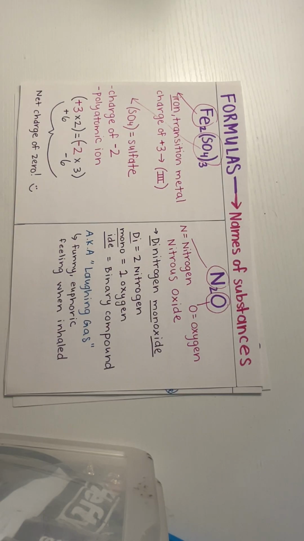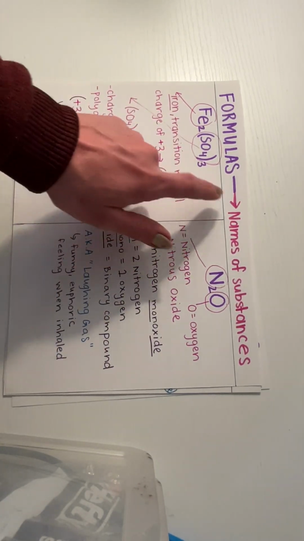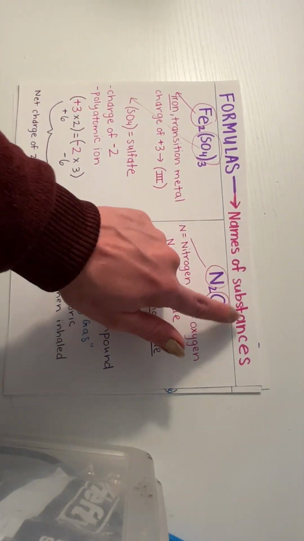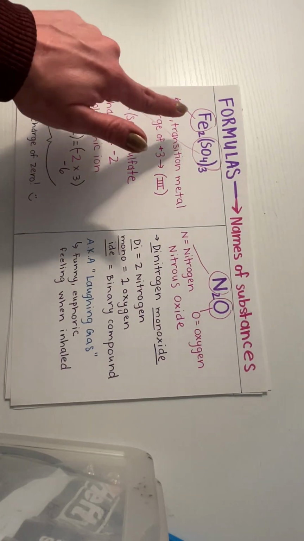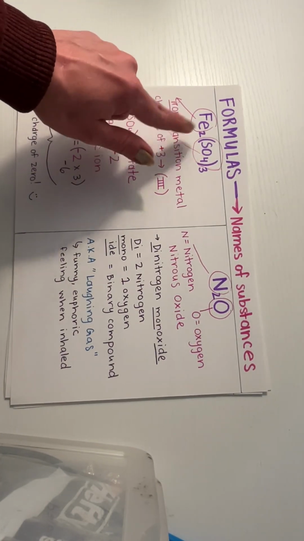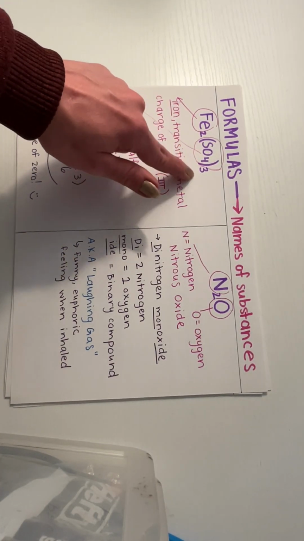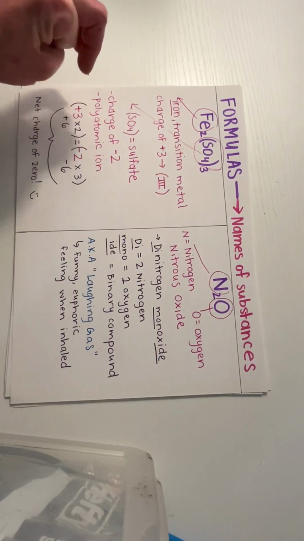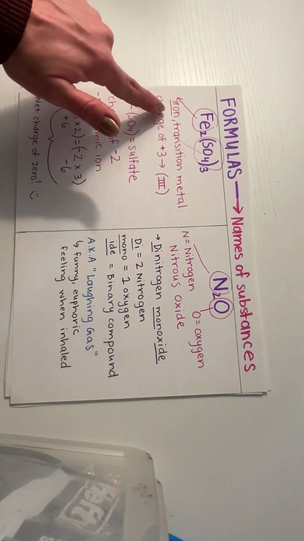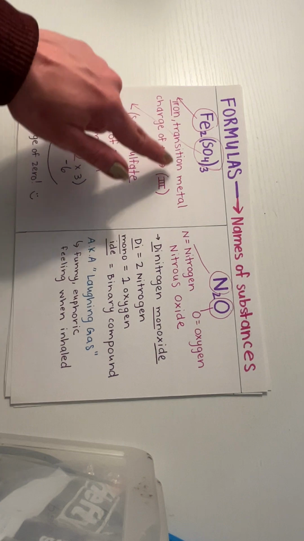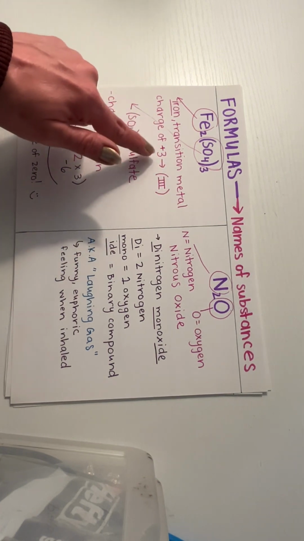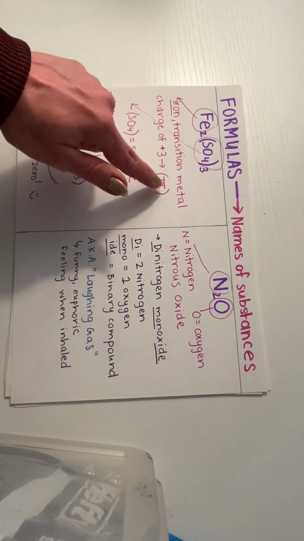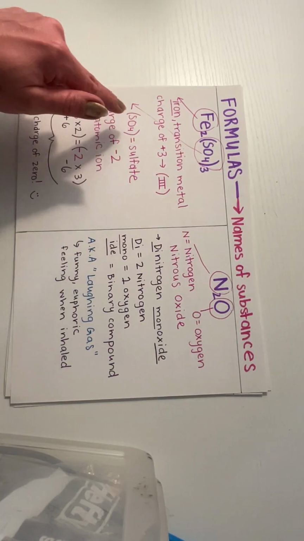And then it asks us to take each formula and then kind of break down how we got the name of each substance. So Fe2(SO4)3. So the Fe is iron, which is a transition metal. It has a charge of +3, which is where the 3 comes from.